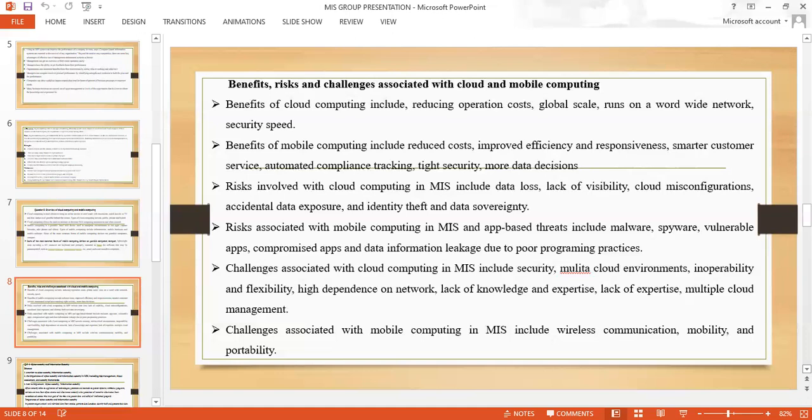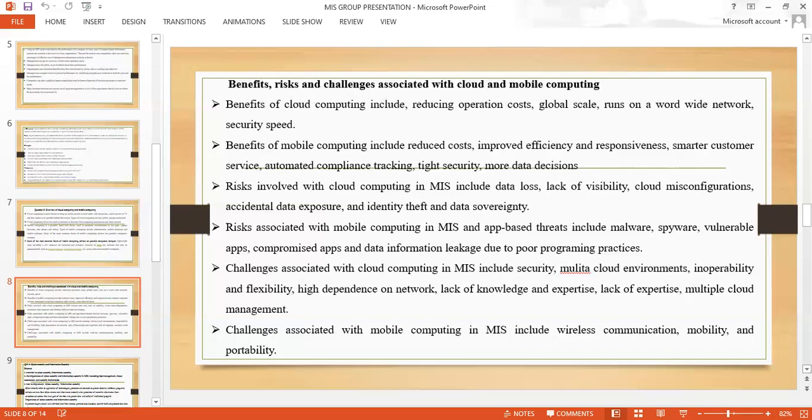Then there are challenges associated with cloud computing in MIS, which include security, multi-cloud environments, interoperability and flexibility, high dependence on network. Without a network, you cannot operate on cloud computing. Then there is a lack of knowledge and expertise. Most people are not well versed with this computing language. Then there is a lack of cloud management.